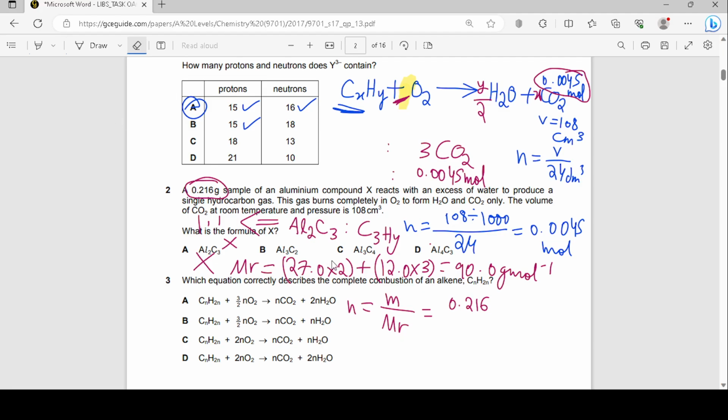Okay, so now for the second option, I have Al3C2. So firstly, let me just calculate the Mr. So 27.0 × 3 this time, and you have two carbon atoms, so 12.0 × 2, right? So how much does that come out to be? 27 × 3 plus 24, so that's going to be 105 grams per mole, the molar mass. Now if I calculate the moles of Al3C2, I'm doing the second one now, B, that will be 0.216 over 105.